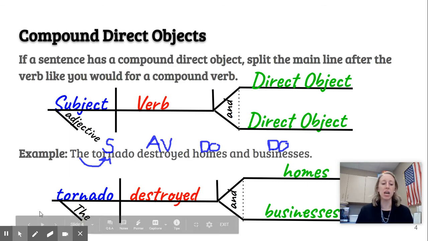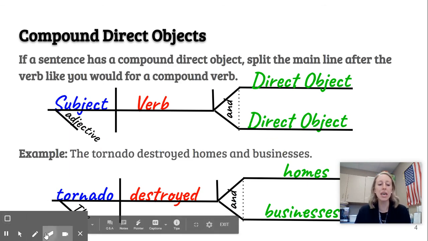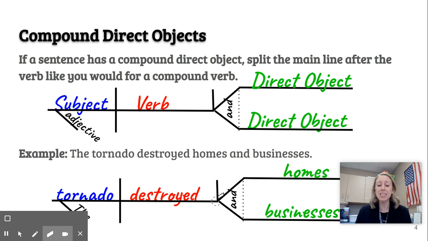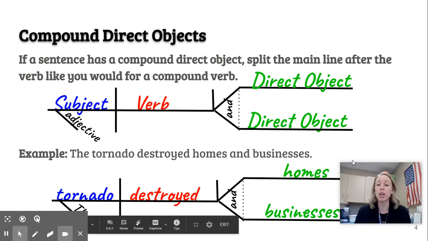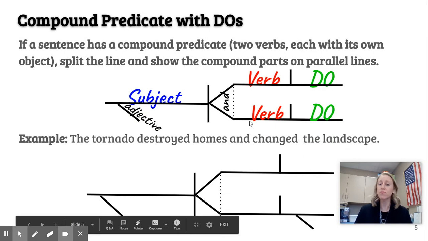I'm sure you guys are doing awesome and you're like, oh my gosh, this is so easy, because it is. Once you label your sentence, this just ends up being so stinking easy. It's kind of a joke. Okay, we're going to keep moving on.